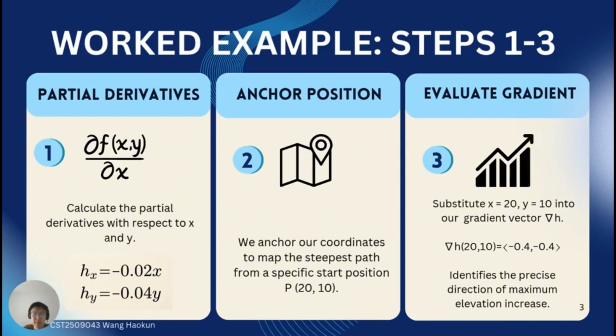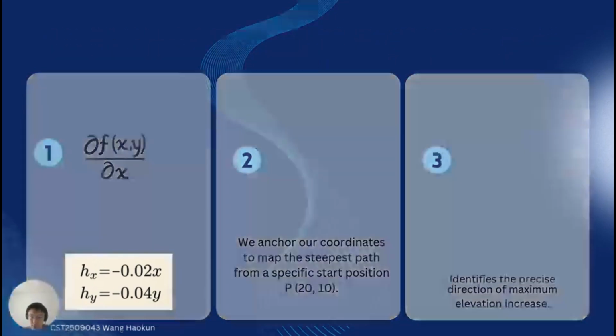And step three is evaluating the gradient. We put our position numbers into the slope formulas, so the answer is (-0.4, -0.4). This vector tells us the direction that goes up the fastest, and is also the precise direction of maximum elevation increase.